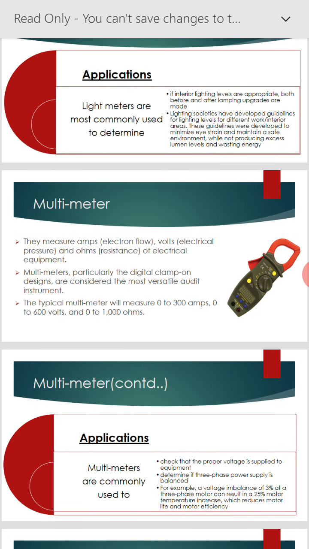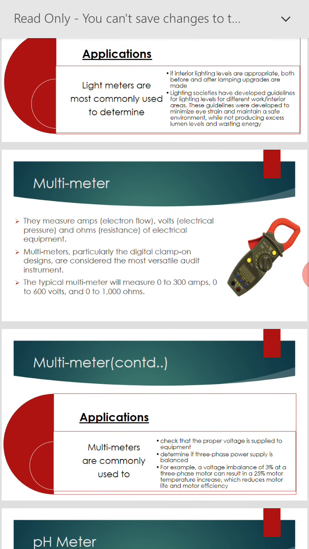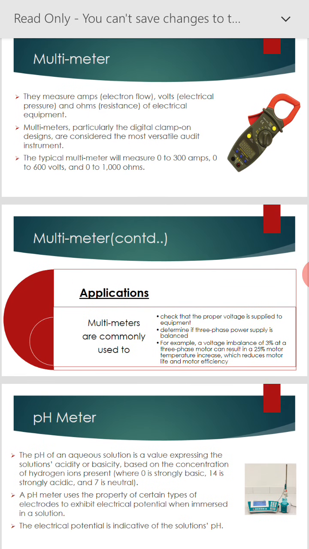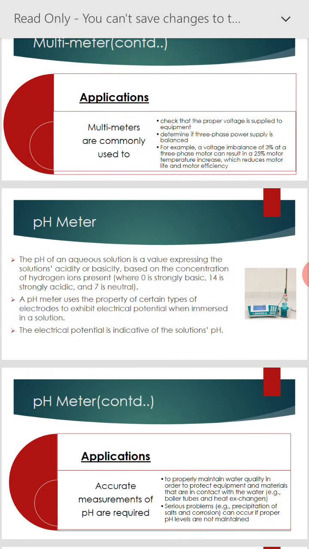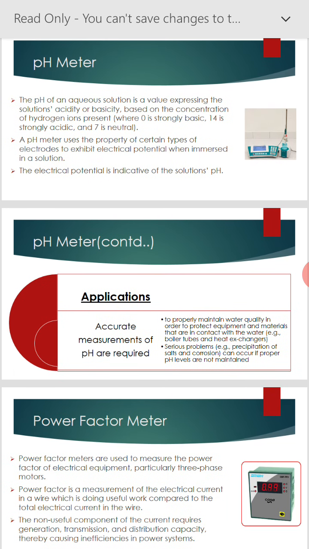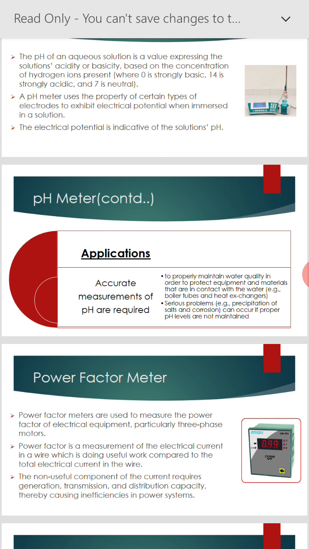Next is the multimeter. I think all of you have seen it in your lab. With a multimeter we can easily measure the resistance, the ampere, and then the volt, etc. All of you know what the uses of a multimeter are. Then the pH meter. The pH meter is generally used for expressing the acidity or basicity, based on the concentration of hydrogen ions present. And the application is mainly to check water quality.